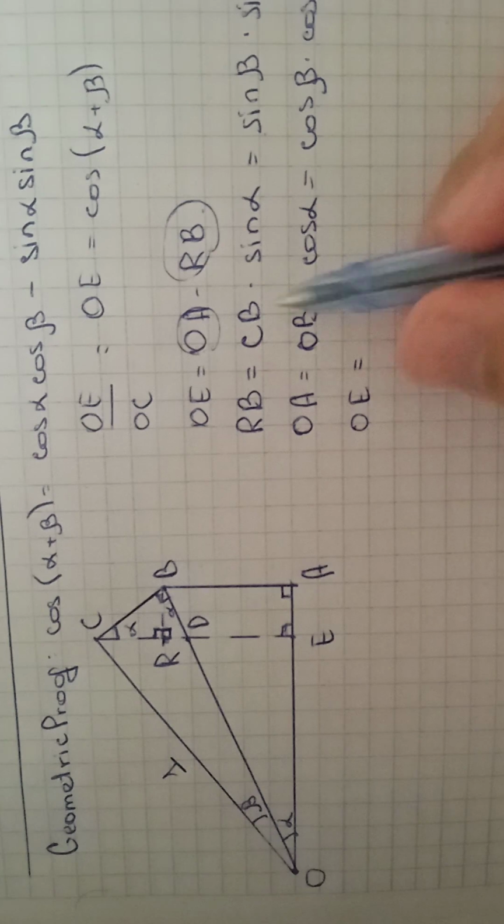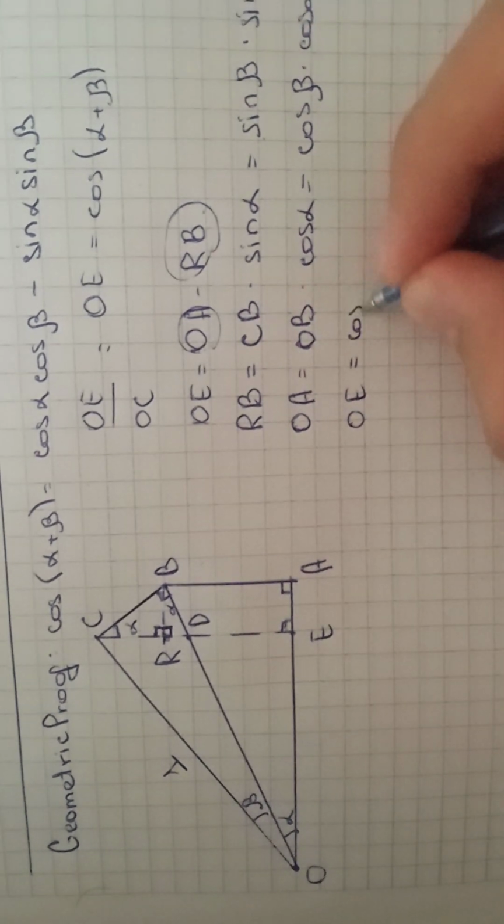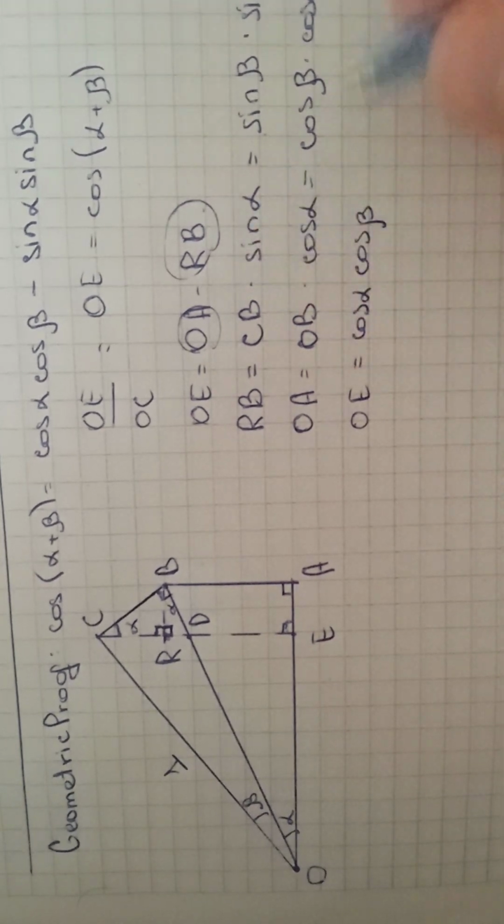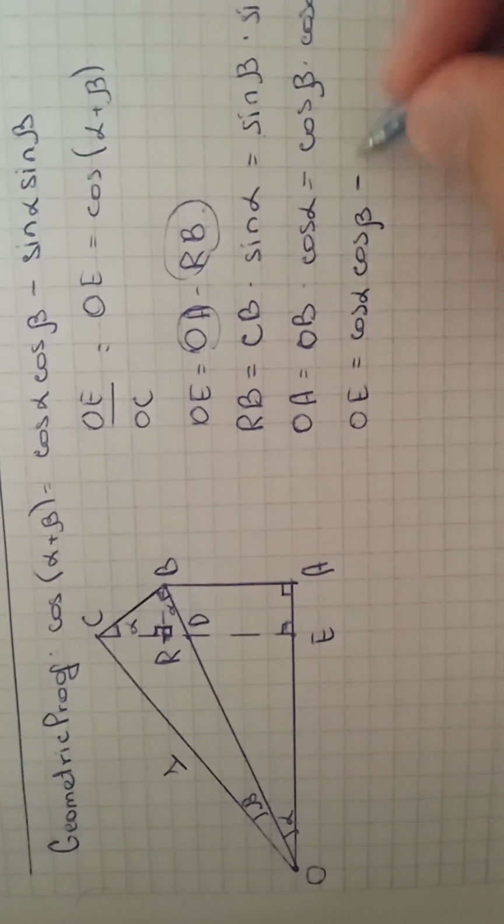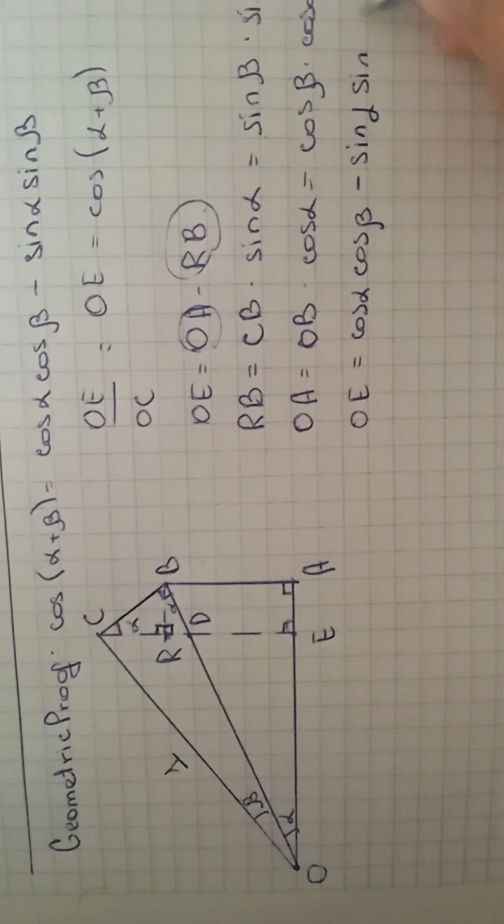Now we have the components, so we can finally get to OE. OE is going to be equal to OA, which is cosine alpha times cosine beta, minus RB, which is equal to sine alpha sine beta.